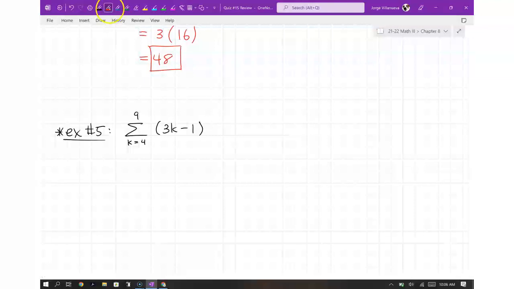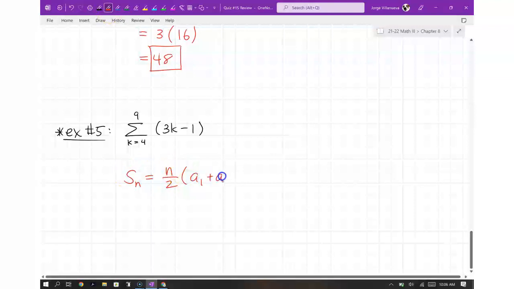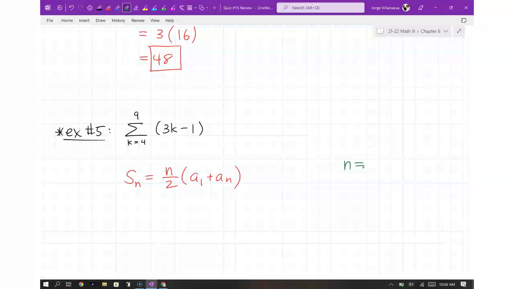Okay, so let me write down our formula that we're going to use. S sub n equals n over 2 times a sub 1 plus a sub n. Okay, how many terms are here? And don't say 9, because a lot of times people just go for the top number. Yeah, there's 6. Because remember how I told you to solve it? You're going to subtract 9 minus 4. This number minus that number. That's 5. And then you add 1. You always add 1 to it. So 9 minus 4 is 5. 5 plus 1 is 6.